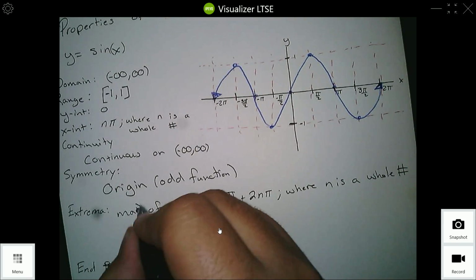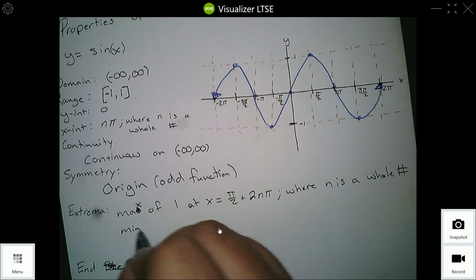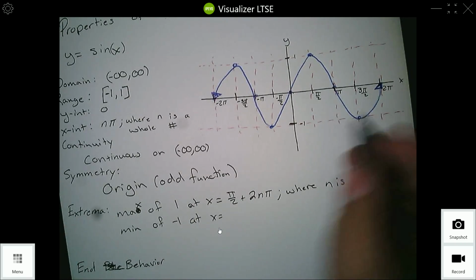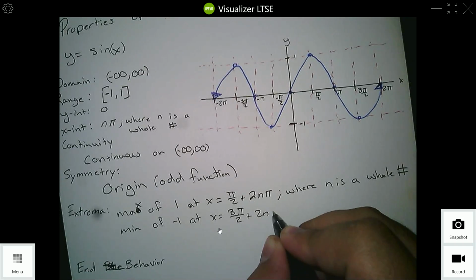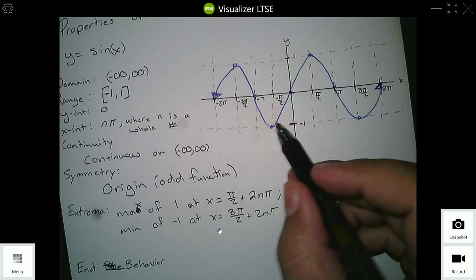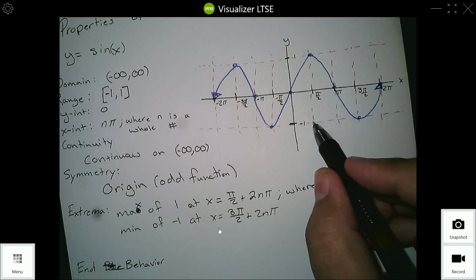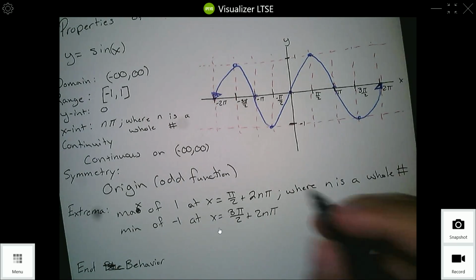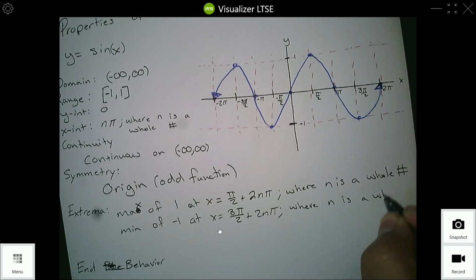Oh, not max. So then we'll go for the next one. Now this one's a minimum. So we'll have a minimum of -1 at x is equal to 3 pi over 2 plus 2n pi. Same thing. If we were going to count over here, we would have a value of negative pi over 2. So pi over 2, pi, 3 pi over 2, 2 pi. So that's our values, where n is a whole number once again. And that's the majority of the things we'll do for this one.